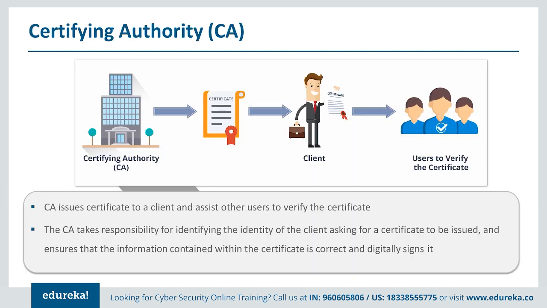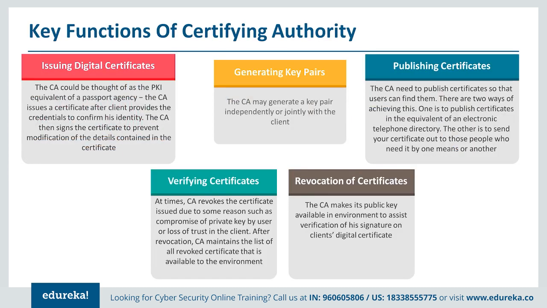Certificate authority issues the certificate. The client shows the certificate to the users. The client in this picture, you can think of as a website. Okay, the important functions of the certifying authority, CA, are issuing digital certificates and generating the key pair. If you are not able to generate the certificate signing request, you can also request the private key from the certificate authority. They will provide you the private key, which you can use for future transactions. And they will be helping us in publishing the certificate and verifying the certificate.